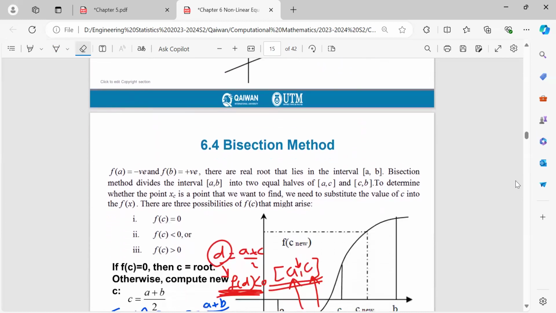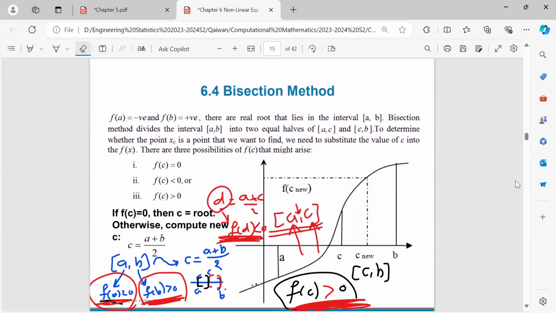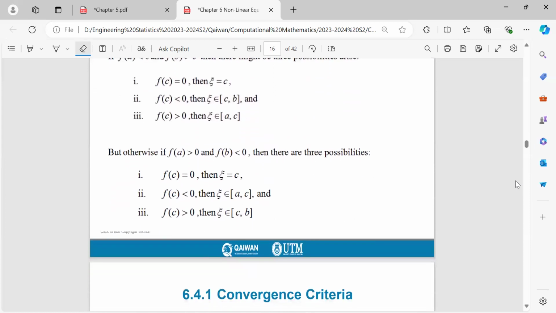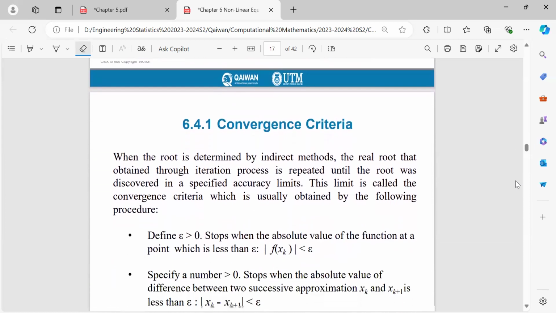Yes. We must first use IVT. In each iteration, the interval must satisfy the intermediate value theorem, IVT. That's it.